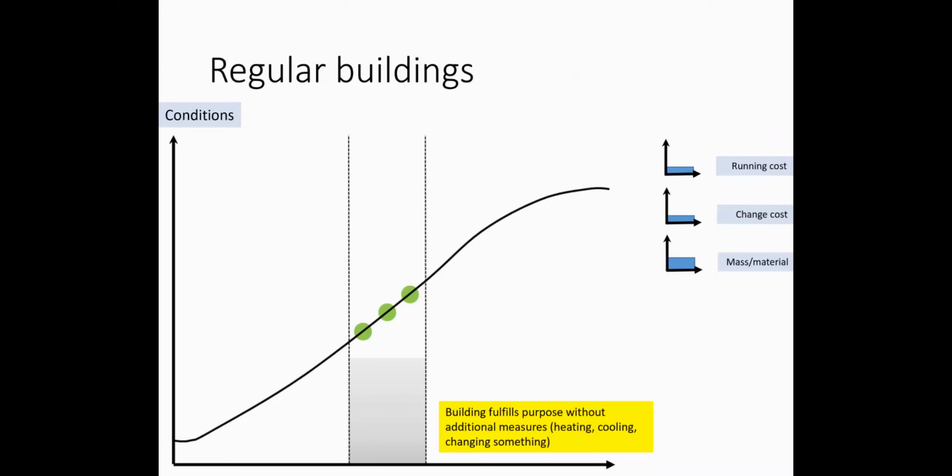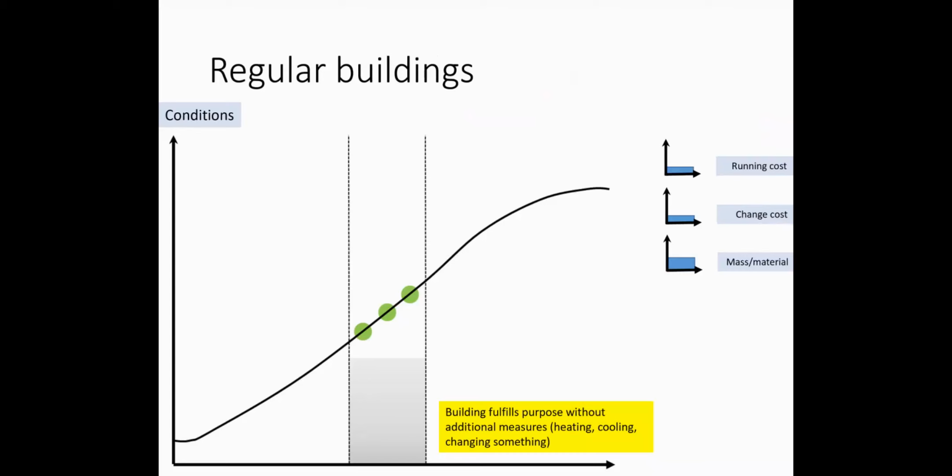Now, why would we try to do that? If we look at regular buildings, then we can see, of course, that all buildings are placed in a certain context which has some kinds of conditions. These conditions are plotted here on this S-curve through a minimum and a maximum. It can be temperature, it can be amount of daylight, it can be humidity, it can be a function representation.